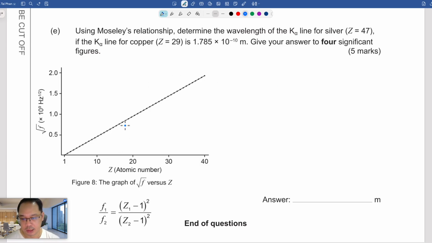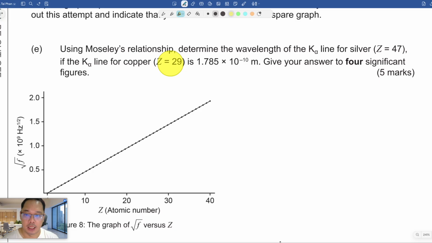I have copied here the graph which describes the relationship between the square root of frequency and the atomic number given in the beginning of the question, and the formula stated in that part also, because it's the key to answer this question. We need to calculate the wavelength of K alpha for silver, given the K alpha wavelength for copper. Okay, so let me highlight those things and notation. This is lambda 1 for copper, and we need to find lambda 2 for silver.